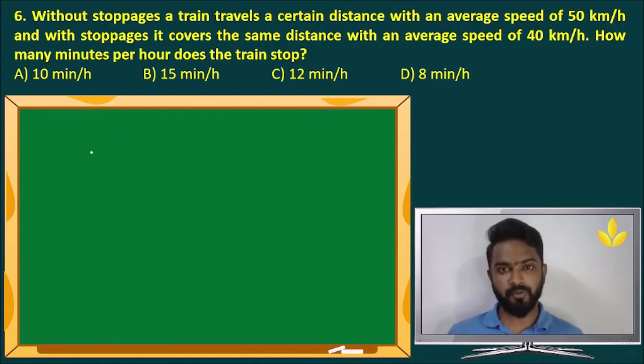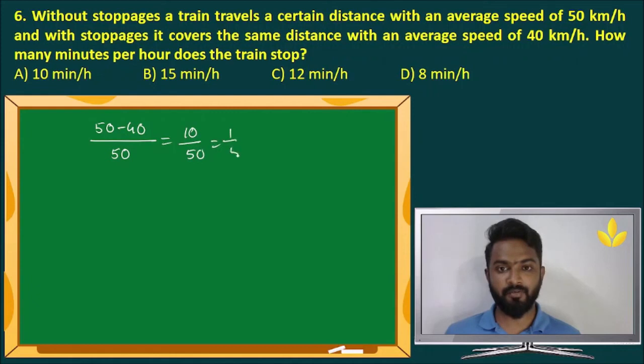I'll tell you a beautiful shortcut to solve such questions. In such questions, all we need to do is, first we need to find the difference between both the speeds, that is 50 minus 40. Then we need to divide it by the original speed, that is 50 without stoppages. So this is how much of the duration the train stopped. That is nothing but 10 by 50, that is 1/5. 1/5 of the time the train stopped.